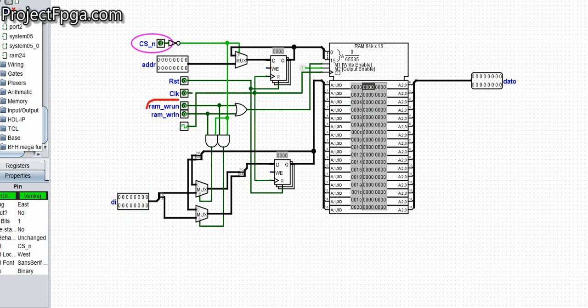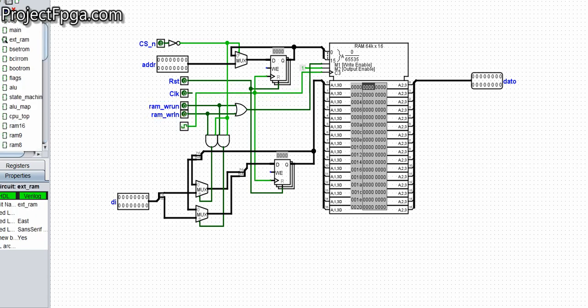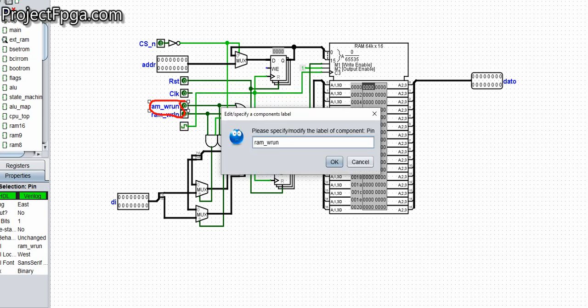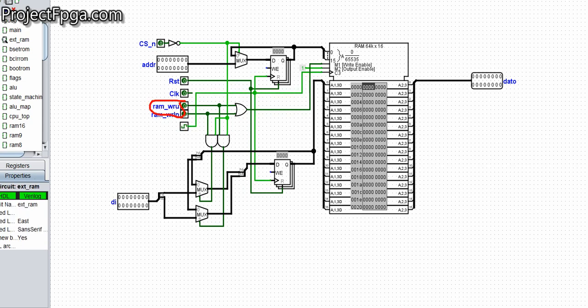Now these two signals, RAM write upper and RAM write lower. Let me check something. So the write lower and the write upper, I think I need to remove the N because it's no longer an active low signal after I switch the signals.